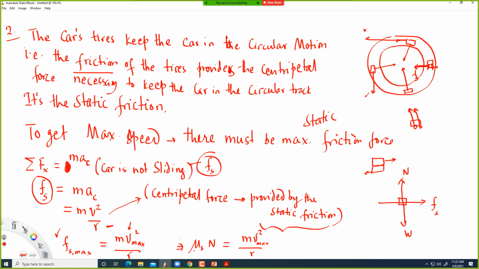So along this y direction, there is no acceleration. It's not moving up or down. So that means N minus w would be 0. So that means N would be w. And w is m times g, mass times acceleration due to gravity. So we can replace this N by mg. So mu s mg is equal to m v squared over r. So you can cancel m on both sides, and then you can write the expression for v.